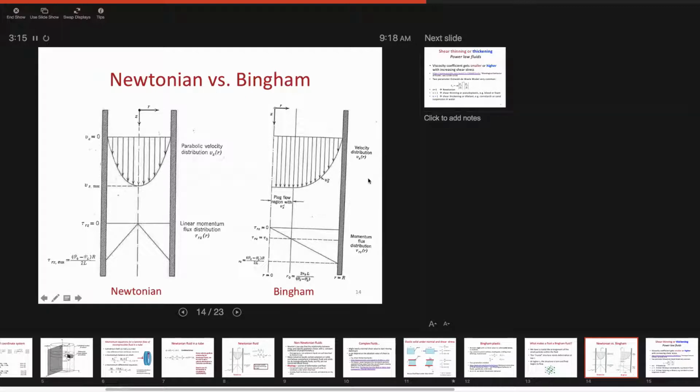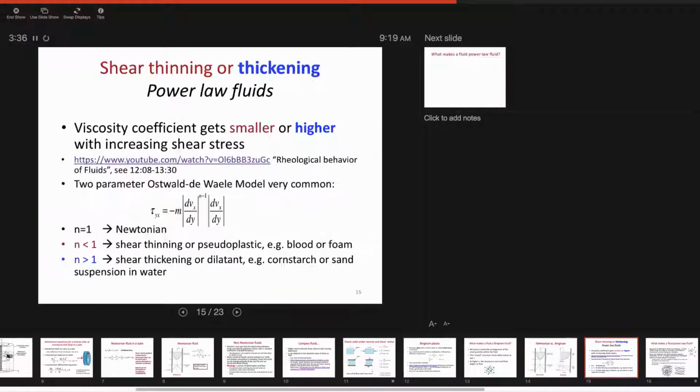Here I basically just keep the velocity that I had at this point. If this velocity was 0, then everything is 0. If this is something positive, then that plug is moving at a constant velocity throughout this region where my shear stress is not large enough. All right, so that is a Bingham plastic.